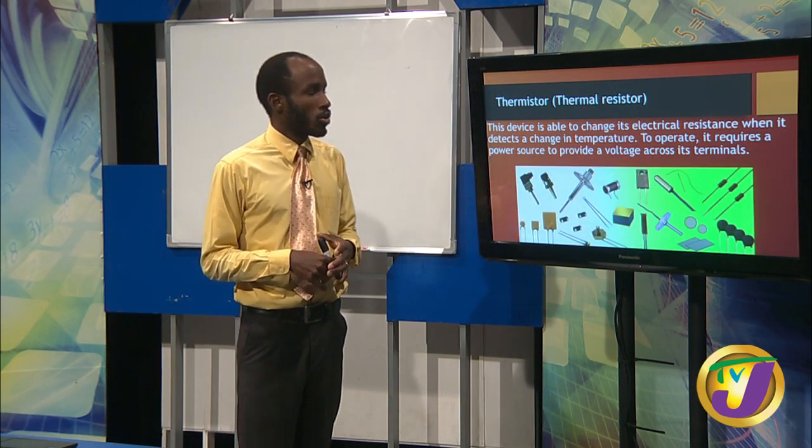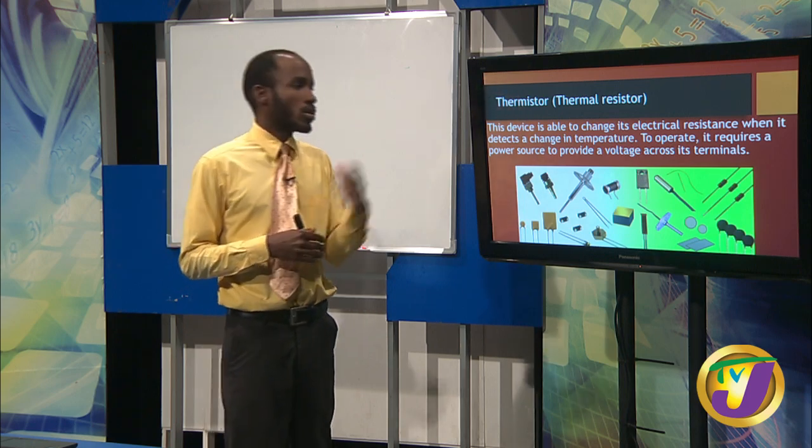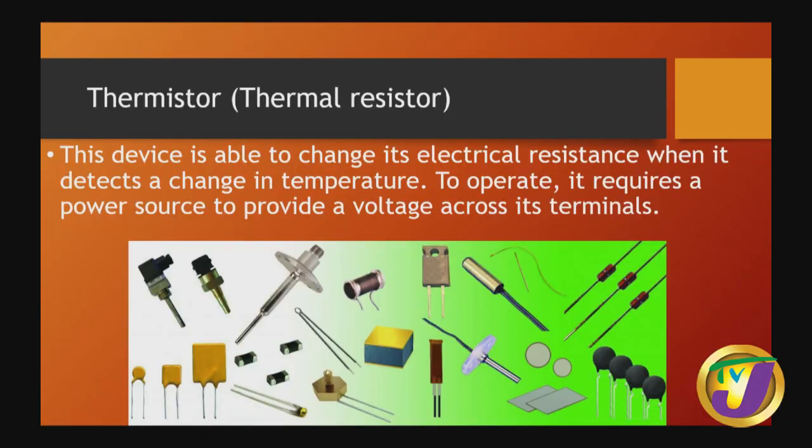Thermistor. Now, thermistor is a combination of 2 words, thermal resistor, thermistor. This device is able to change its electrical resistance when it detects a change in temperature. To operate, it needs a power source to provide a voltage across its terminal. The best example of a thermistor working is the temperature sensor in a motor vehicle. That dial or gauge or indicator that's inside the vehicle, they work off thermistors.